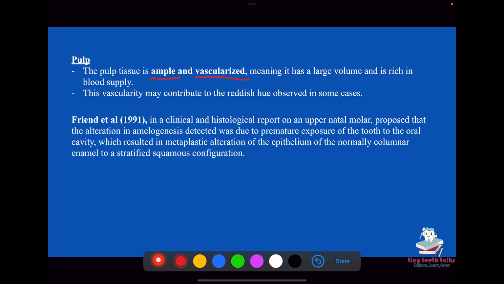Friend et al. in 1991, in a clinical and histological report on an upper natal molar, proposed that the alteration in amelogenesis detected was due to premature exposure of the tooth to the oral cavity, which resulted in the metaplastic alteration of the epithelium of the normally columnar enamel organ to a stratified squamous configuration.